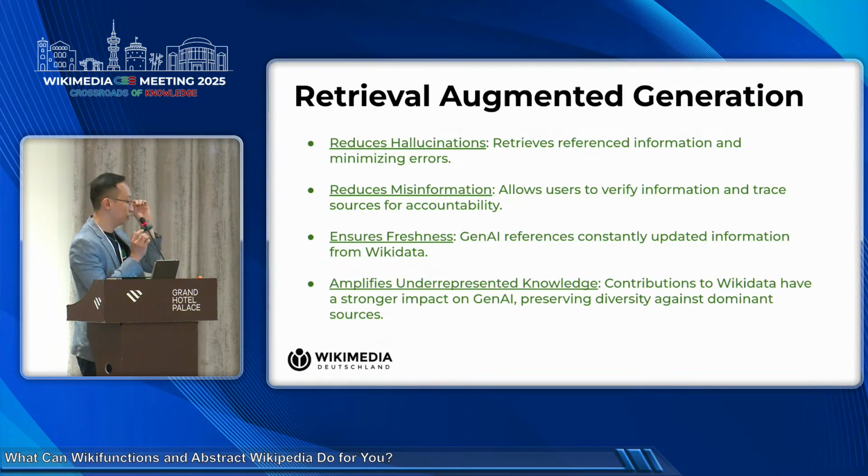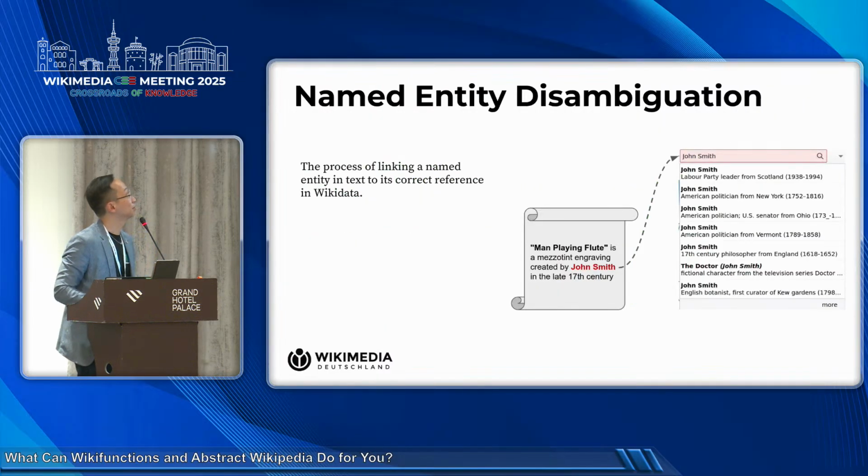So for RAG, it reduces hallucinations, retrieves reference information and minimizes error. It reduces misinformation, allows users to verify information and trace sources for accountability, and ensures freshness: Gen AI references constantly updated information from Wikidata. It also amplifies underrepresented knowledge, which is very, very important in what we do here. Contributions to Wikidata have a stronger impact on Gen AI, preserving diversity against dominant sources.